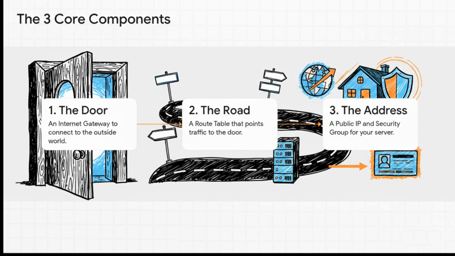So here they are. First up, you need a door to the outside world. We call that an internet gateway. Second, you need a road with signs that actually point to that door. That's your route table. And finally, your server itself needs a public address so people can find it, and it needs permission for visitors to actually come in. That's your public IP and the security group rule.